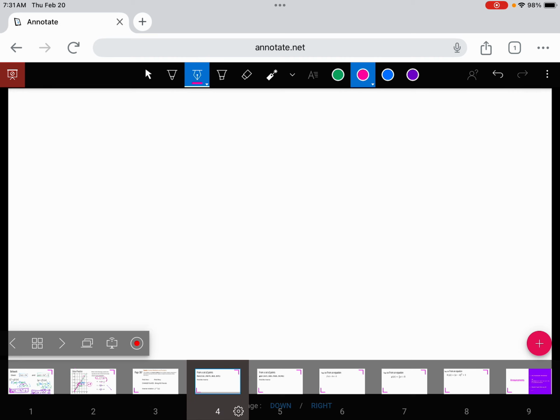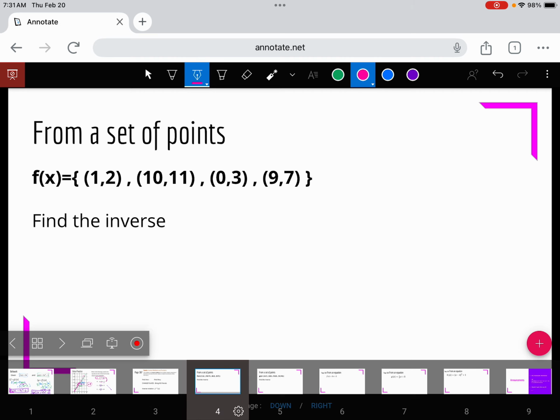So we're going to look at the point functions from yesterday. The same f of x, g of x that we did when we did our f of g of x, g of f of x, those same guys. So here's our f of x: our 1, 2, our 10, 11, our 0, 3, and our 9, 7. And we are asked to write the inverse. Find the inverse.